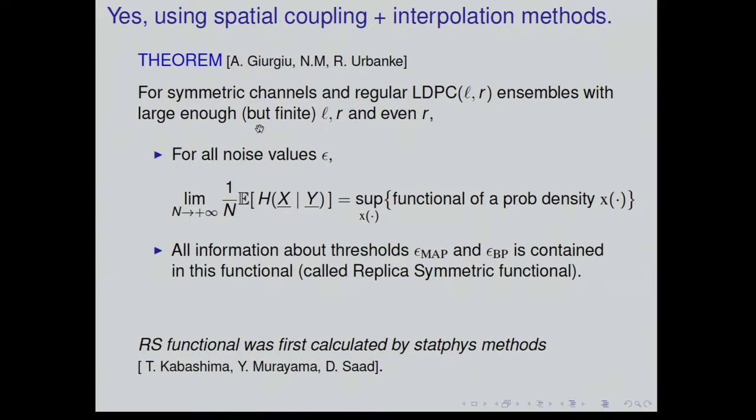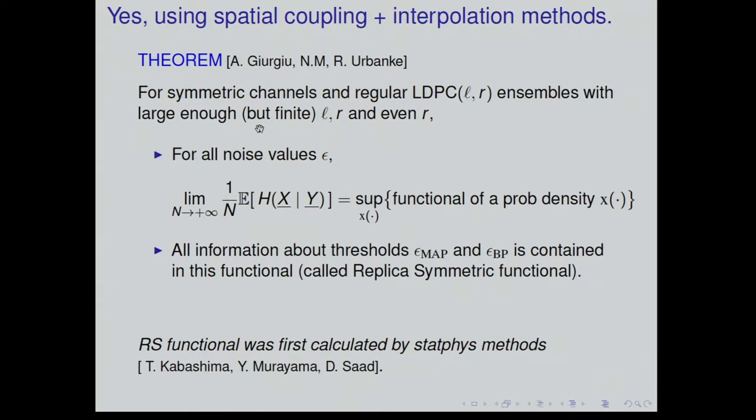Okay. So the main result here that I want to explain how we prove it with this proof technique, spatial coupling as a proof technique, combined with interpolation methods, is the following theorem. So I will need some technical conditions that say that, okay, the degrees of the code have to be constant, the degree of the parity checks has to be even, I will say why later, and also I have to take large enough degrees, but finite, fixed. That's still large enough.